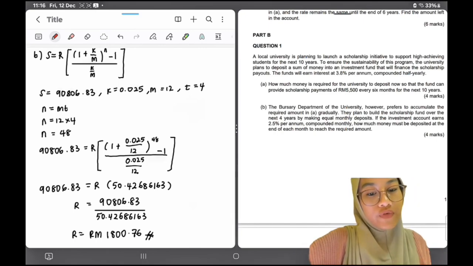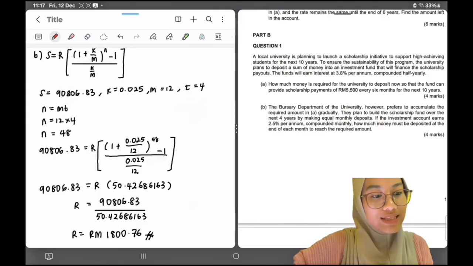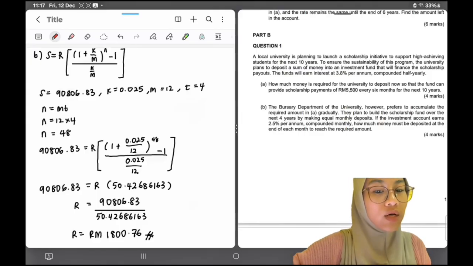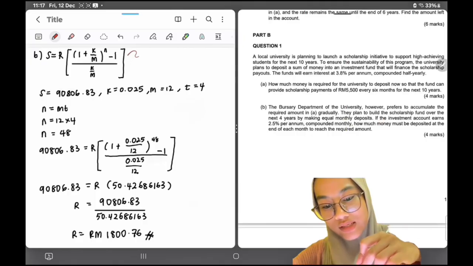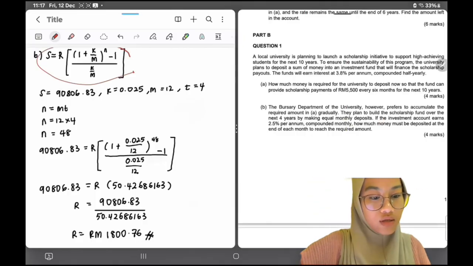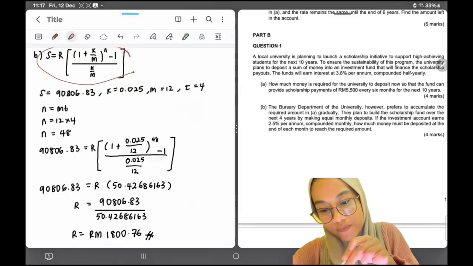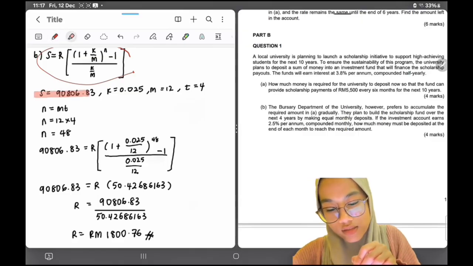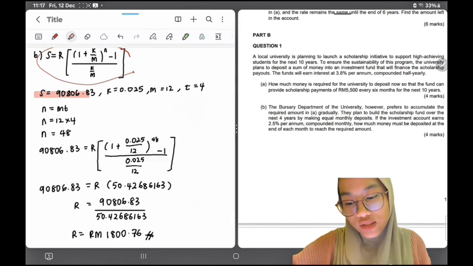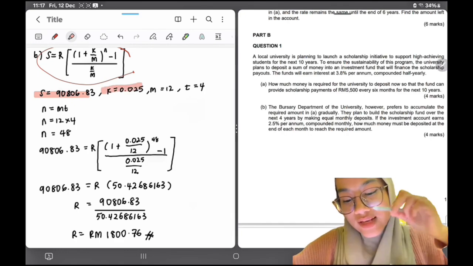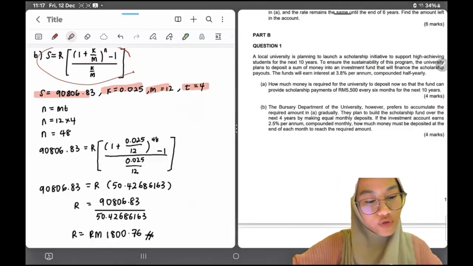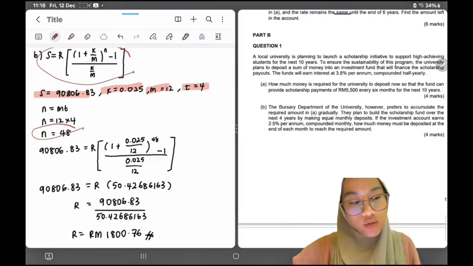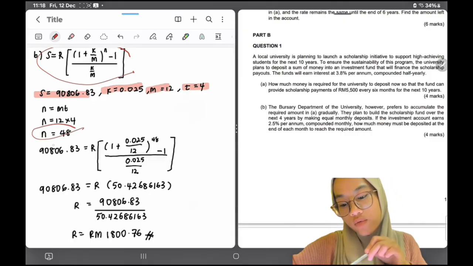For question B, the university wants to accumulate the amount that we got in question A by saving every month for 4 years. So I use this formula to get the answer. I identify the variables, which are S is 90,806.83 and K is 0.025, M is 12 and T is 4. The total number of monthly deposits is 48.